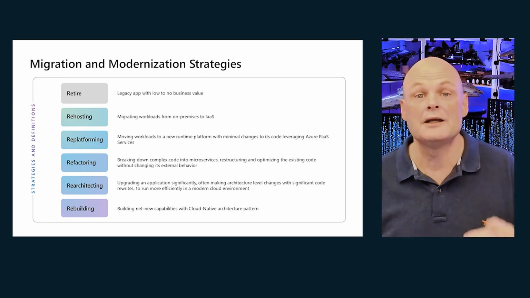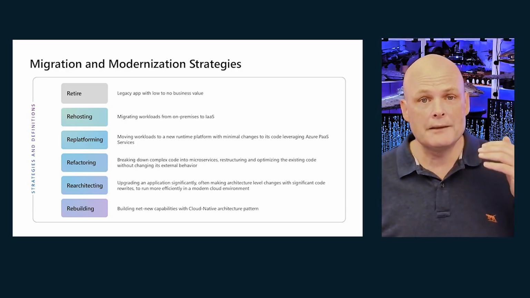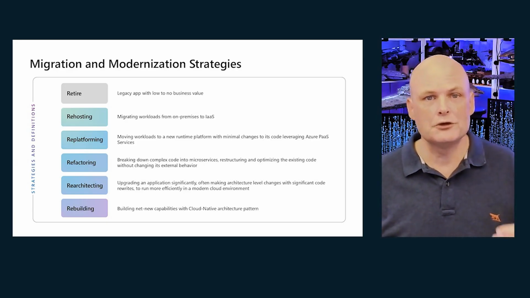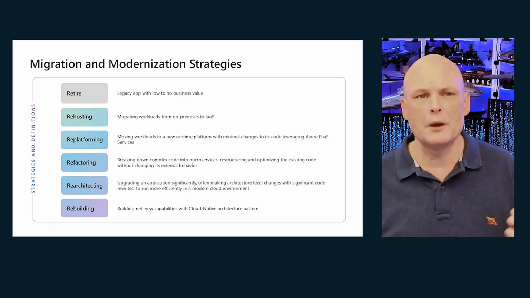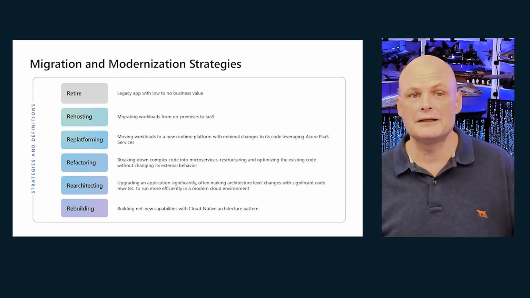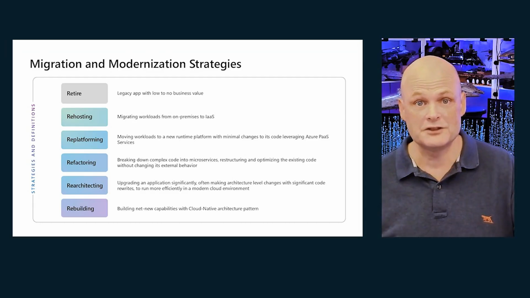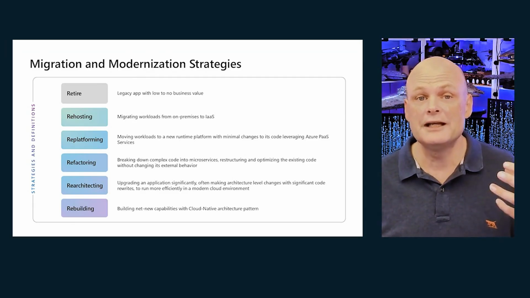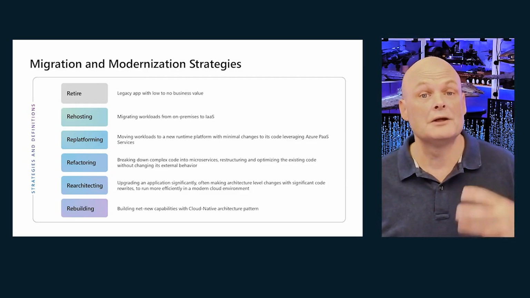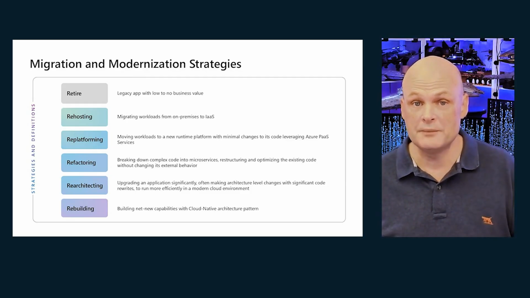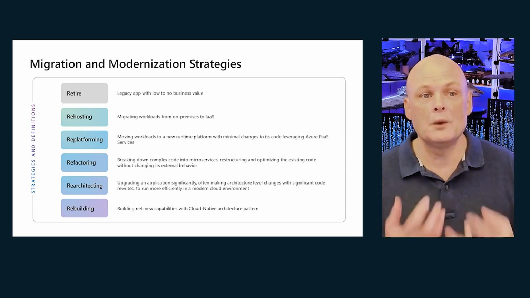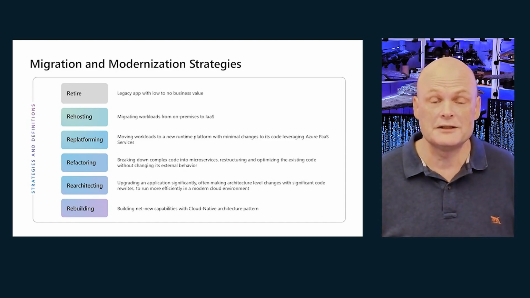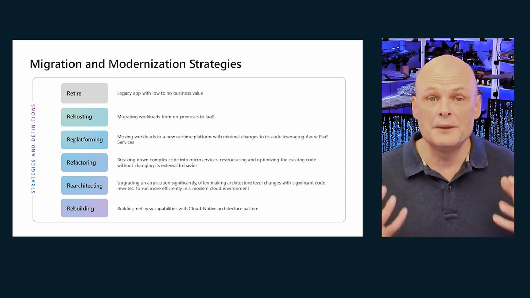The rehost strategy is to keep the workload in its current state. Just move the VMs or physical servers out of your data center and run them as IaaS VMs with minimal alteration in Azure. Next is the replatform strategy, such as moving from an on-prem SQL deployment to Azure SQL Managed Instance with minor configuration changes, or moving a web app from an on-prem IIS deployment to Azure App Service, requiring very little code change. This is sometimes called lift and optimize.